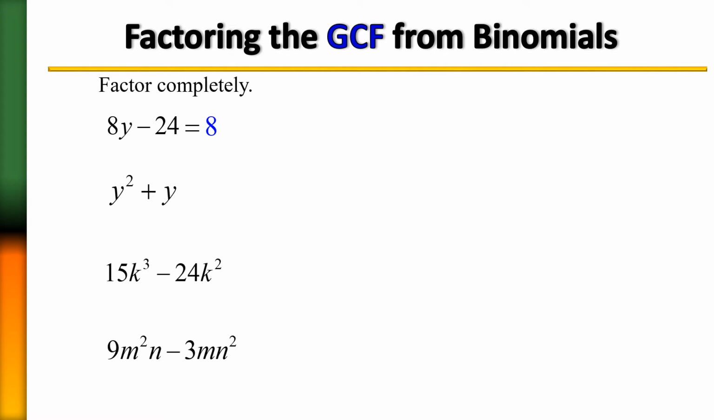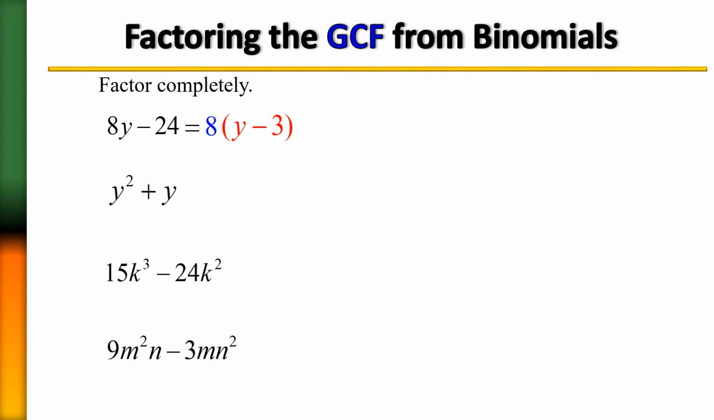Next, we want to put in parentheses behind it what is left once you take that 8 out. Well, once you take the 8 from the first term, you're left with just y. So y minus, always bring the sign with it. When you take the 8 out of the 24, you're going to be left with a 3. So then it's y minus 3.